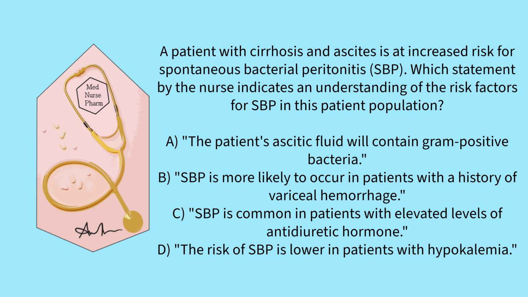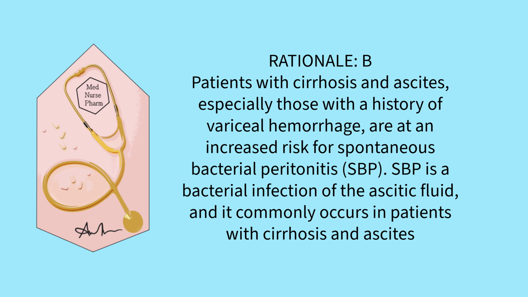A patient with cirrhosis and ascites is at increased risk for spontaneous bacterial peritonitis. Which statement by the nurse indicates an understanding of the risk factors for SBP in this patient population? The patient's acidic fluid will contain gram positive bacteria. SBP is more likely to occur in patients with a history of visceral hemorrhage. SBP is common in patients with elevated levels of antidiuretic hormone, or the risk of SBP is lower in patients with hypokalemia. The correct answer is B.